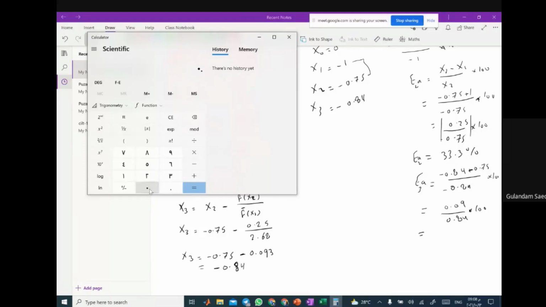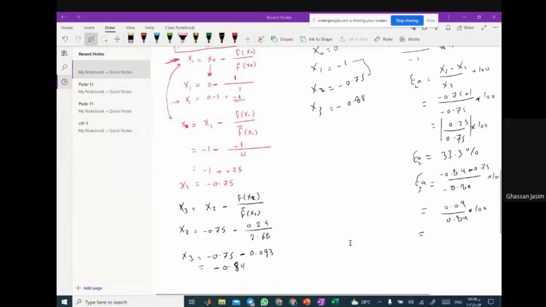10.7. It will be 10.7%. Look at the error. We have 100, then 33.3, and then 10.7. The error is decreasing, that is good. Every time the error decreases, that's a good indication.